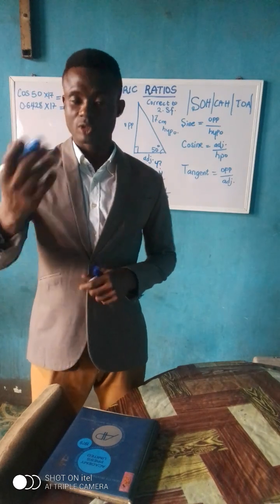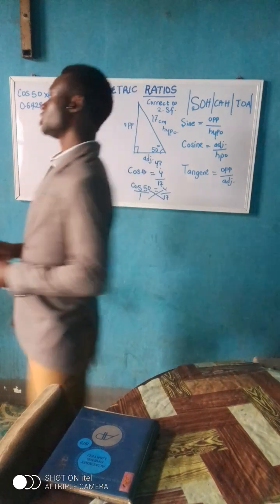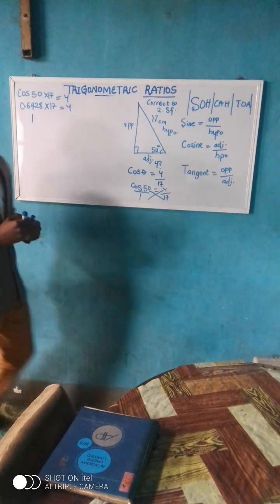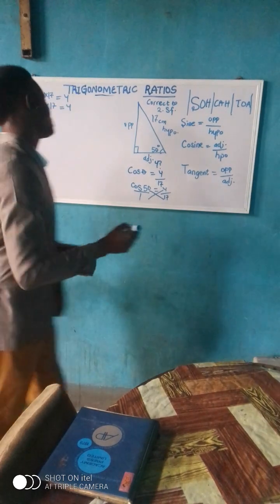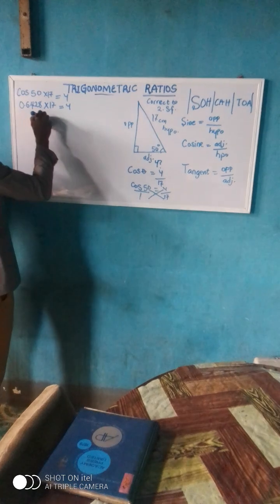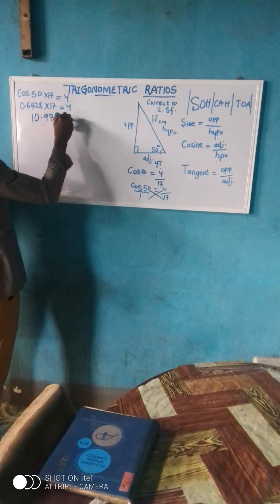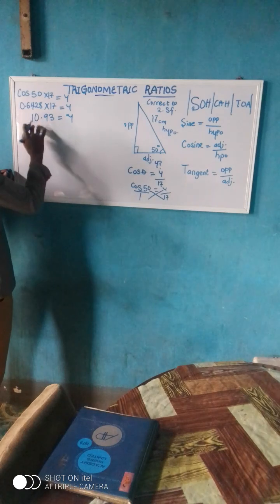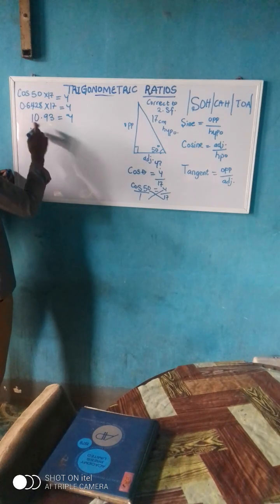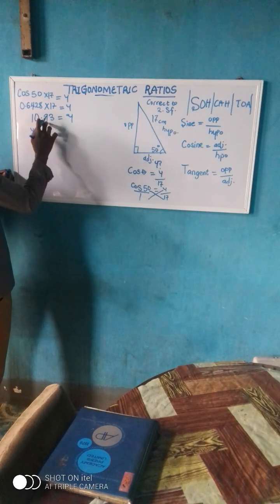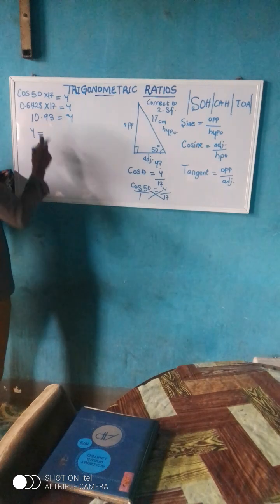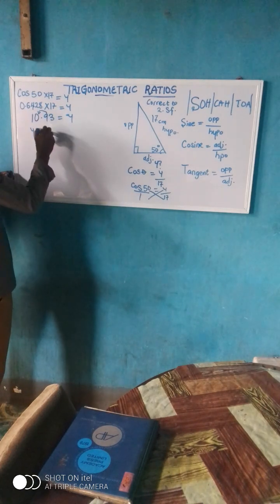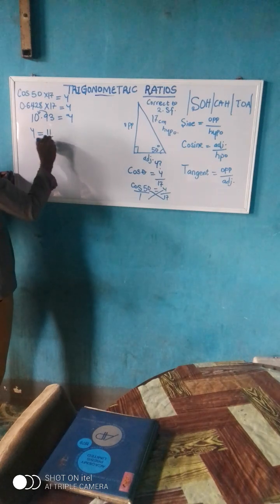0.6428 times 17. I want you to check it. What will you get? When you check 0.6428 times 17, you get 10.93, which is equal to y. So you say y is equal to... two significant figures is two digits, but you notice something here, that this 9 is more than 5. So you take this one into here, which will give you 11. So here will be 11.